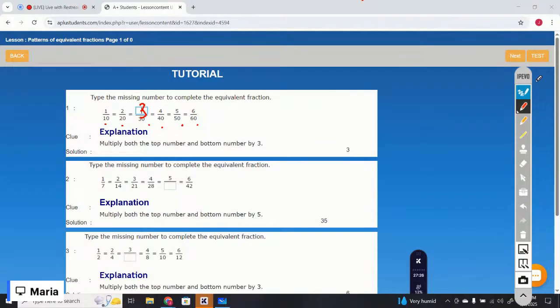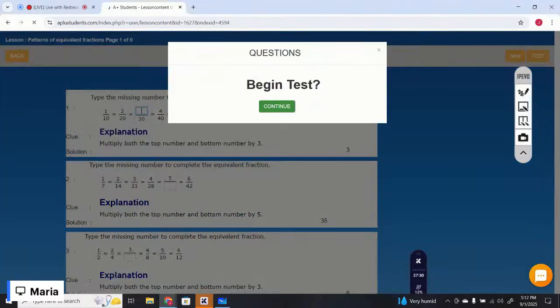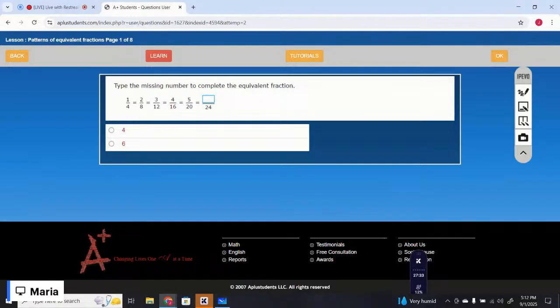Let's just start with the test questions. Type the missing number to complete the equivalent fraction. 1, 2, 3, 4, 5. So the next one is 6. Option number 2 is the correct option.